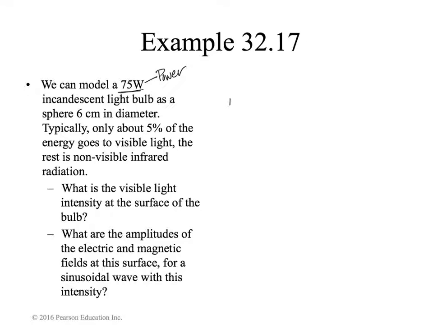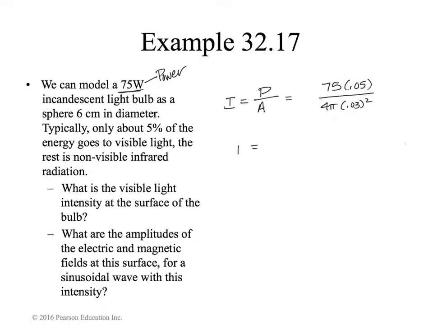So the intensity at the surface, now what we can think about, what does the intensity mean? The intensity is the power per unit area, and then this would be equal to, now the power, you might think we use 75 watts, but only 5% is going to be visible light, so we'll take 0.05 times that. And then the area, the surface area of the bulb, is going to be 4 pi r squared, so the radius is going to be 0.03 squared, and that would give us our intensity.